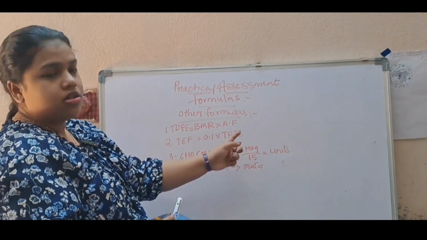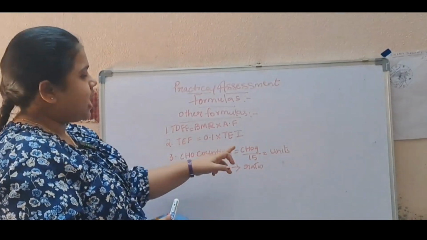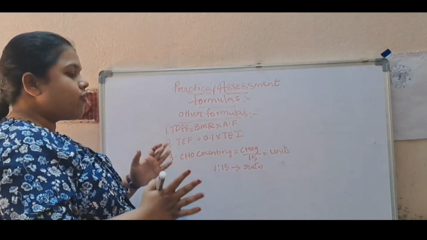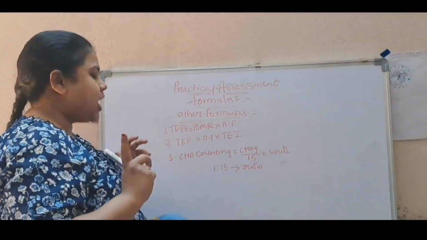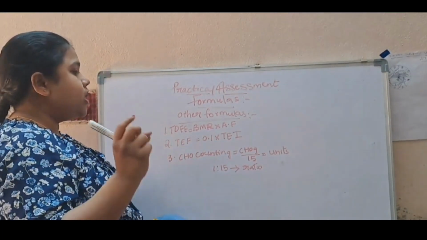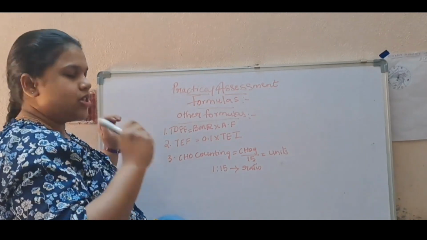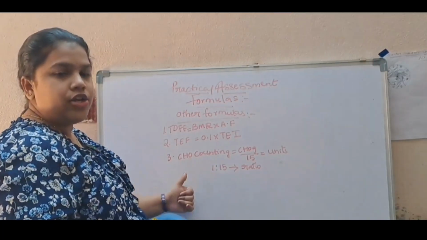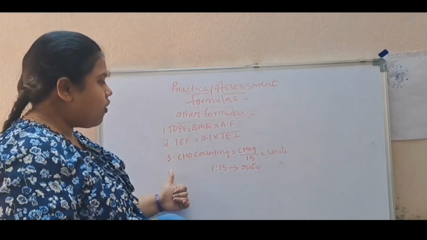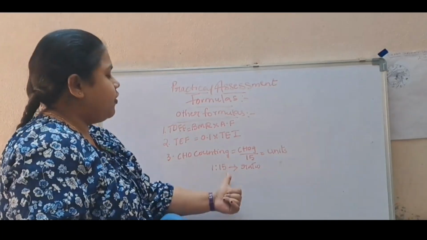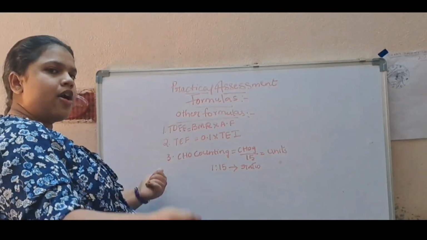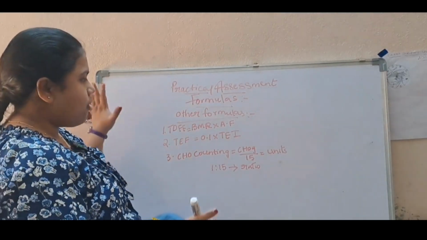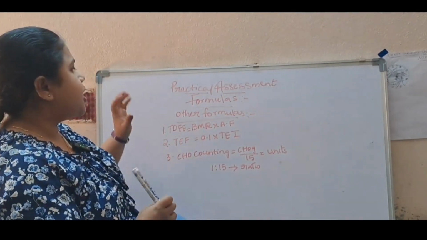The carbohydrate that the person is taking on that day, in grams, divided by 15, gives units. You have to know that one exchange of carbohydrate is 15 grams. That means 1 unit of insulin covers 15 grams. The ratio should always be 1:15: 1 unit of insulin to 15 grams of carbohydrate. This is the carbohydrate ratio. This is how we have to calculate.